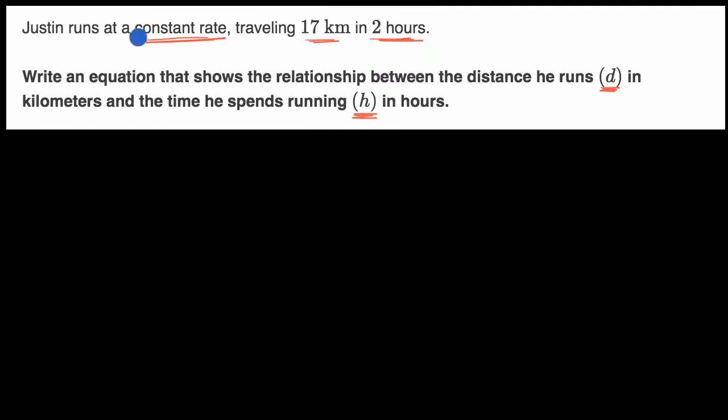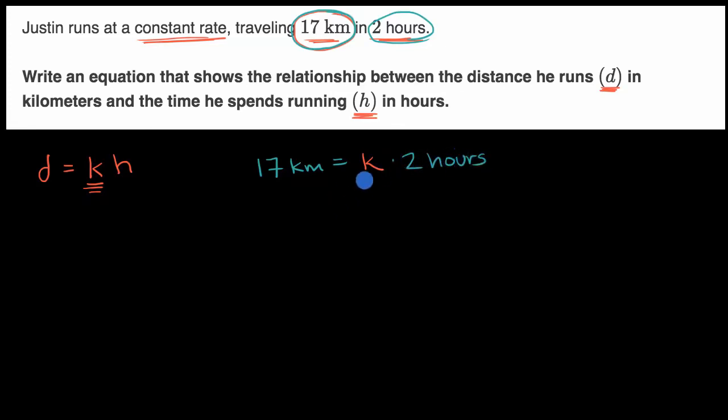All right, now there's several ways to approach this question. One way is to say, look, he's running at a constant rate. So his distance is going to be equal to some constant, let's just call that lowercase k, times the amount of time he spends running. And the way that we can figure out what k is by using the information that they gave us. They tell us right over here that when our distance is 17 kilometers, that's a situation where he has been running for 2 hours. So that is going to be equal to k times 2 hours. So what is k going to be?